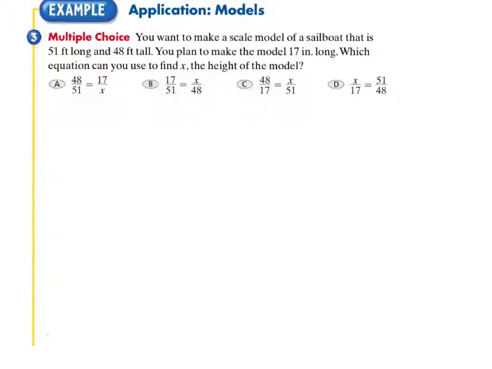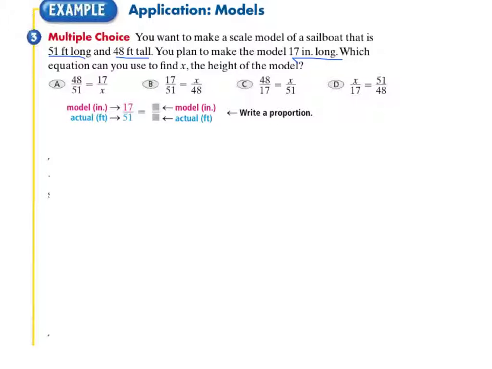Let's look at another example. Say you want to make a scale model of a sailboat, which is 51 feet long and 48 feet tall. You plan to make the model 17 inches long. Which equation can you use to find x, the height of the model? So A, B, C, or D, which one of those is a correct proportion to solve for the scale to find the missing x?